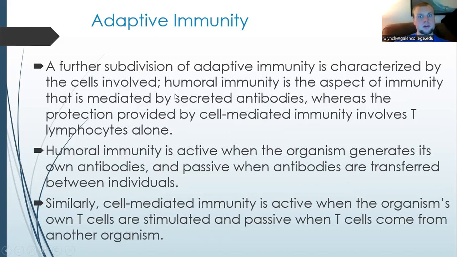All right. So we characterize our adaptive immune response into humoral immunity, which is the B cell response by antibodies, and cell-mediated immunity involving the T lymphocytes. Humoral immunity is going to be activated when we are generating our own antibodies. The cell-mediated immunity is activated when the organism's own T cells are stimulated.